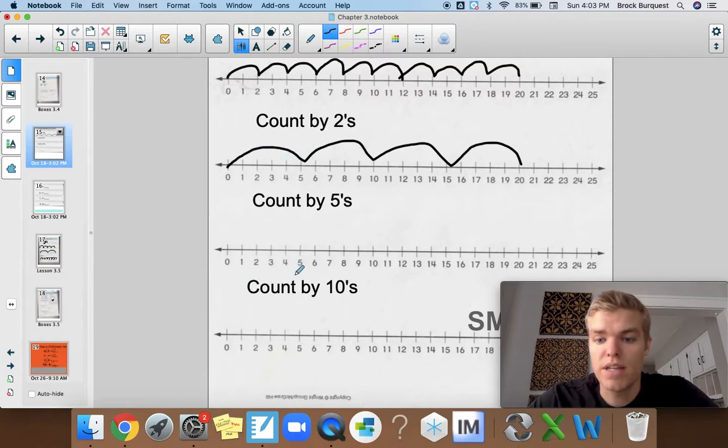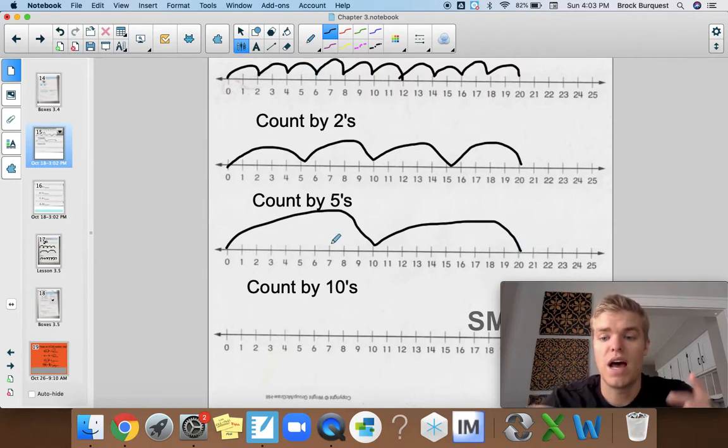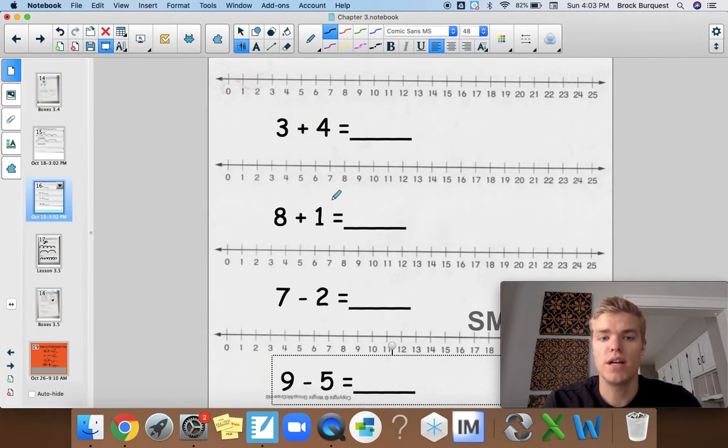Let's go to this one and count by tens. I'm going to start at 0 and count 0, 10, 20. See how big? Each time the humps got a lot longer and a lot bigger because we're counting by bigger numbers. Okay, let's look how to do that with adding or subtracting.